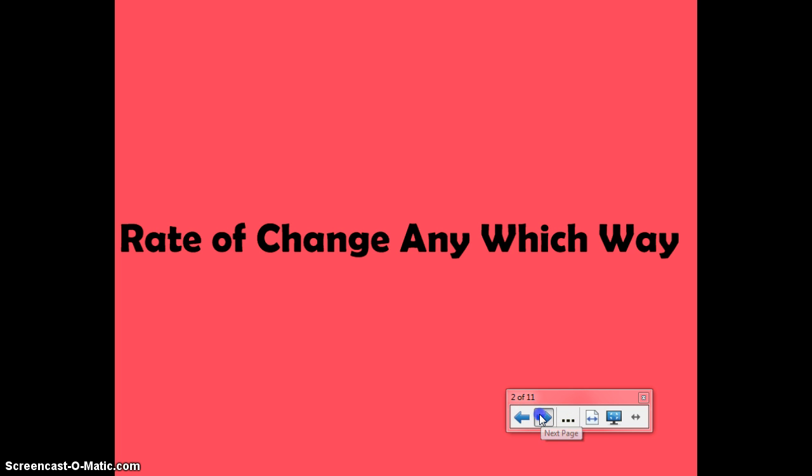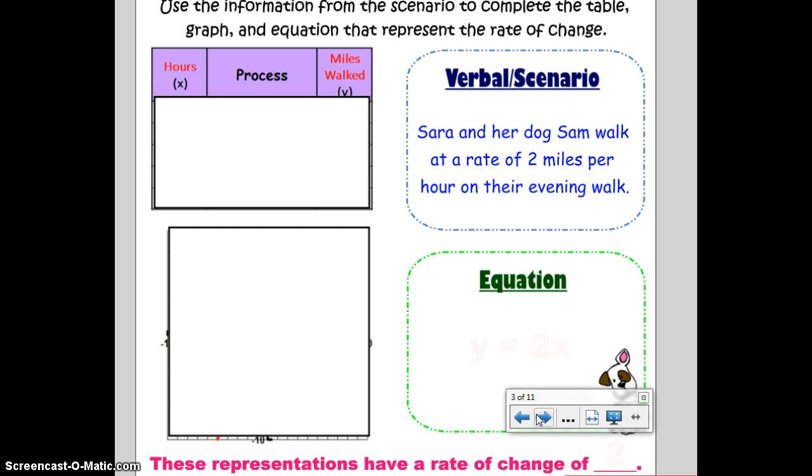Let's get started. We're going to use the information from the scenario to complete the table, graph, and equation that represents the rate of change. Sarah and her dog walk at a rate of 2 miles per hour on their evening walks. If we want to create a graph or an equation, we first must complete a table.